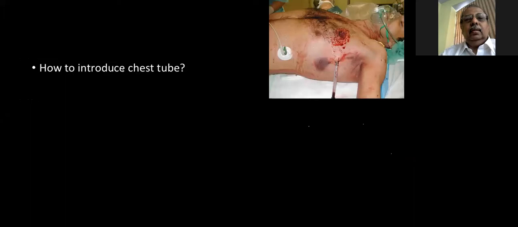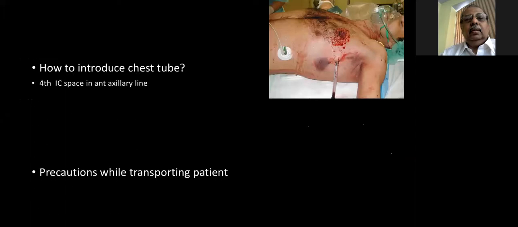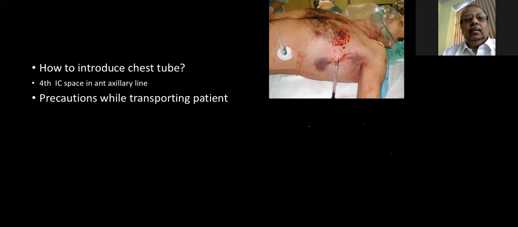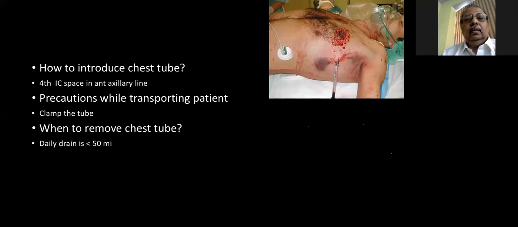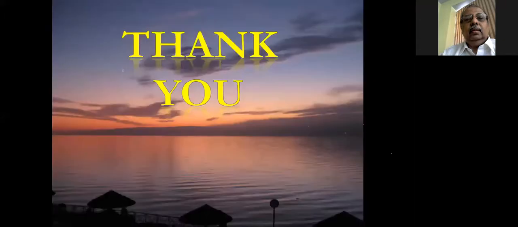And how will you introduce the chest tube? Fourth intercostal space in the anterior axillary line. What are the precautions for transporting the patient? You should always clamp the chest tube before transporting, because fluid will be there and it will go into the chest. When to remove the chest tube? Usually when the daily drain is less than 50 ml. So these are a few things which I have collected.